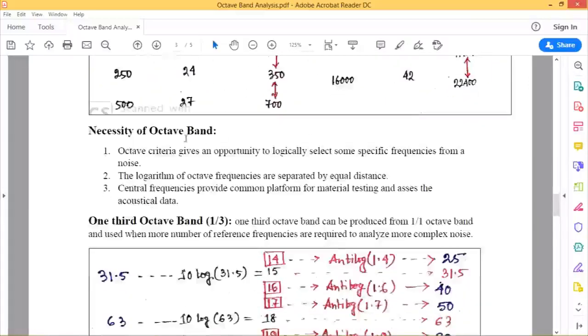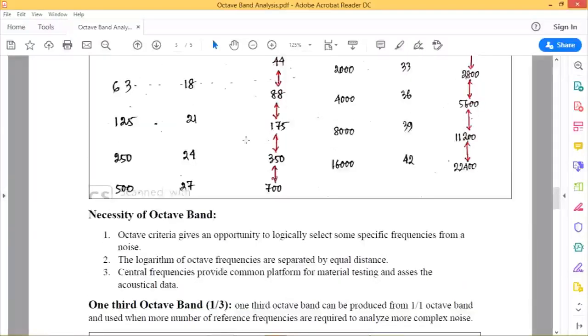Now, the necessity of octave bands. The first requirement is that the octave criteria gives an opportunity to logically select some specific frequencies from a noise. Whenever a noise is analyzed by you, you do not require a huge number of frequencies. You require a suitable frequency, and using that frequency you will analyze it. This kind of band will automatically filter and give you the required or suitable frequencies for the analysis. The second one is that the logarithm of the octave frequencies is separated by equal distance.